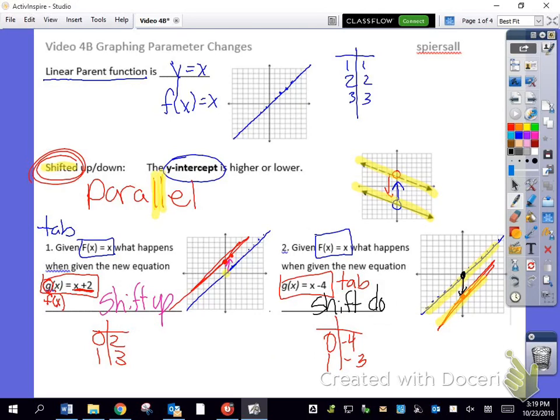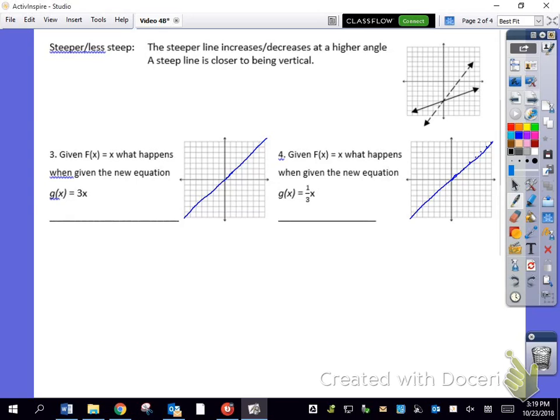I shifted down. Now, steeper or less steep. Notice on this one it's different. They have the same y-intercept. So if you're going to use steeper or less steep, you do that when you have the same y-intercept.